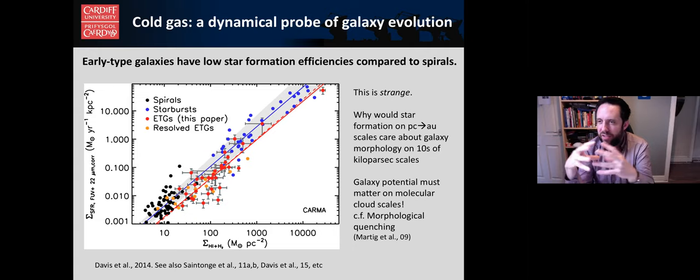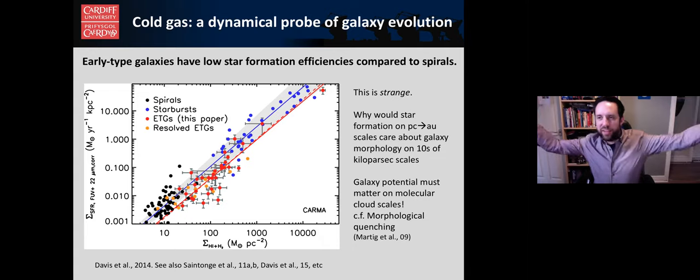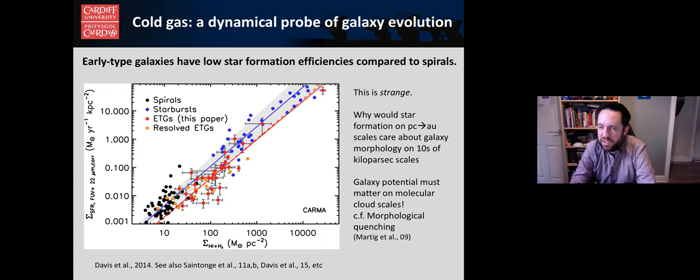Why would star formation, which we always think of as taking place in bound molecular clouds that should have decoupled from their environment, care about galaxy morphology that happens on scales much, much larger than they are? The only reason that we could come up with, at least why this should matter at all, is the galaxy potential. It must matter on the cloud scales. There have been arguments about this, morphological quenching arguments, before, but we wanted to show that in detail here.